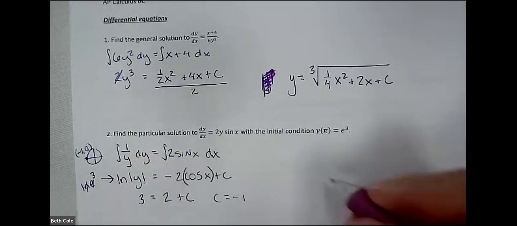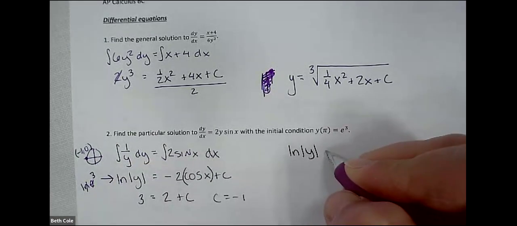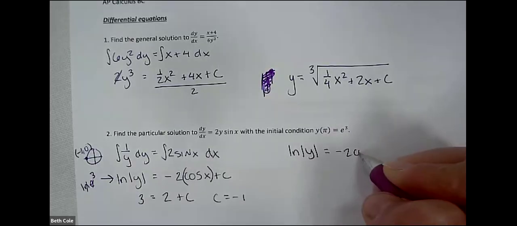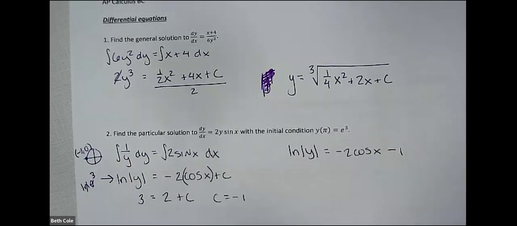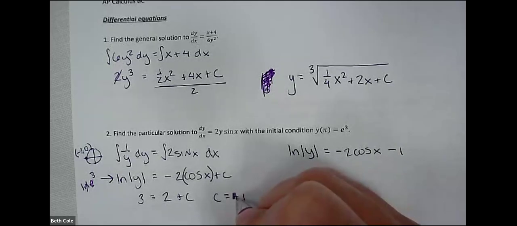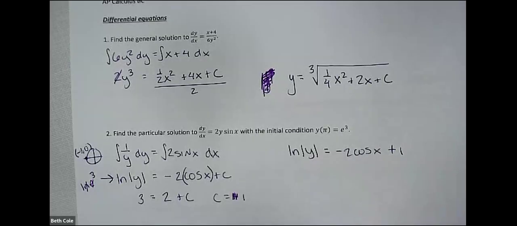So I'm going to recopy this step exactly like it looks, except put in the -1 for the, no, it would be +1. Dang it, I don't have any white out. I'm sorry, +1. Just realized that. 2 + 1 is 3.